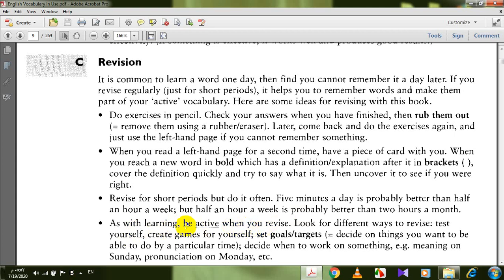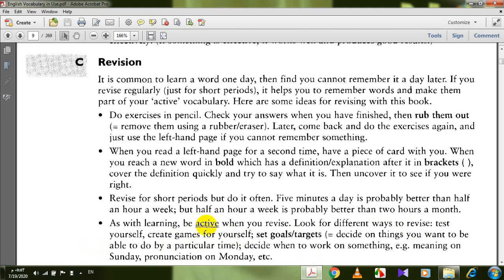When you revise, you have to be active in your learning the lessons as well as in your revision, while studying the left-hand page and the right-hand page too. Look for different ways to revise. Test yourself. Create games for yourself.